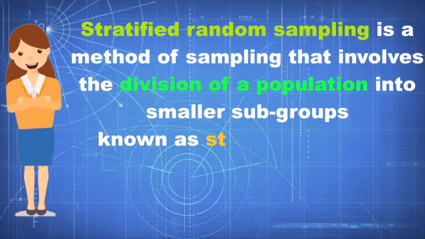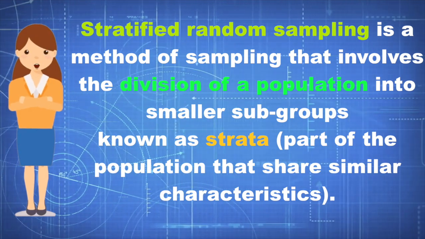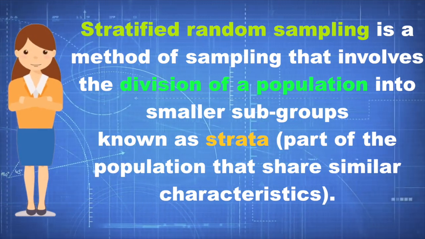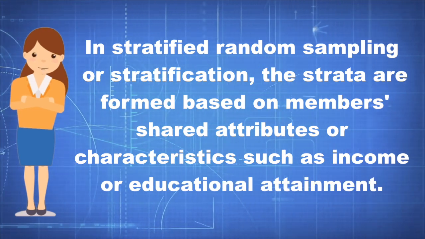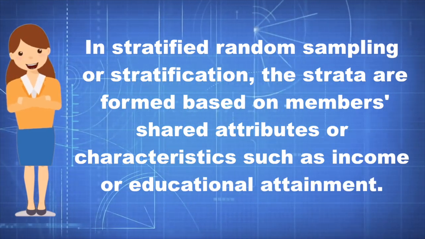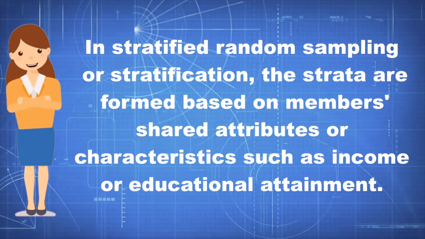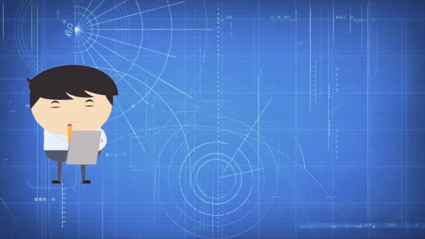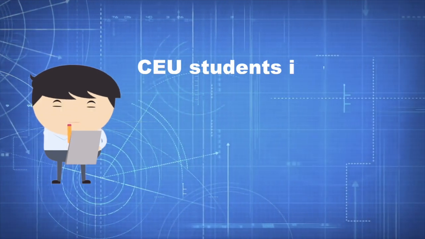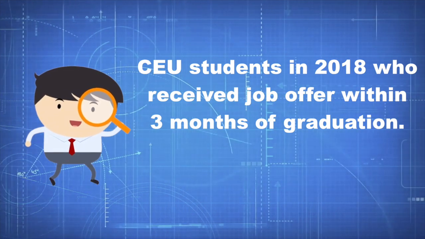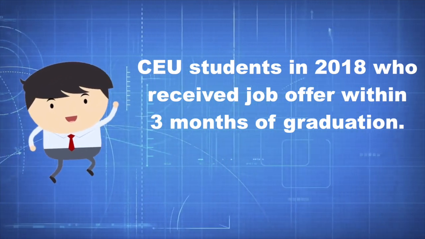Stratified random sampling is a method of sampling that involves the division of a population into smaller subgroups known as strata. In stratified random sampling or stratification, the strata are formed based on members' shared attributes or characteristics such as income or educational attainment. For example, consider an academic researcher who would like to know the number of CEU students in 2018 who receive a job offer within 3 months of graduation.